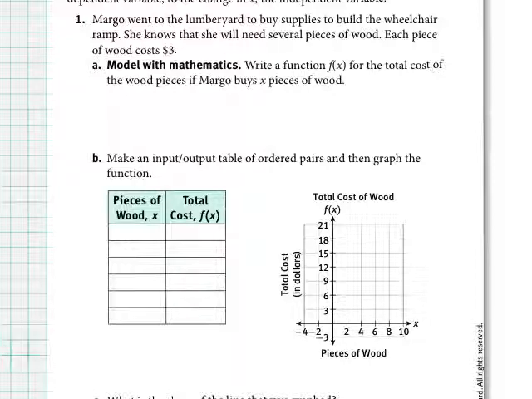It says, Margaret went to the lumber yard to buy supplies to build a wheelchair ramp. She knows that she will need several pieces of wood. Each piece of wood costs $3. It says model with mathematics. Write a function f of x for the total cost. So f of x is going to be our total cost, equals the wood pieces if Margaret buys x pieces of wood. So how does she spend money? How is she getting a bill here?